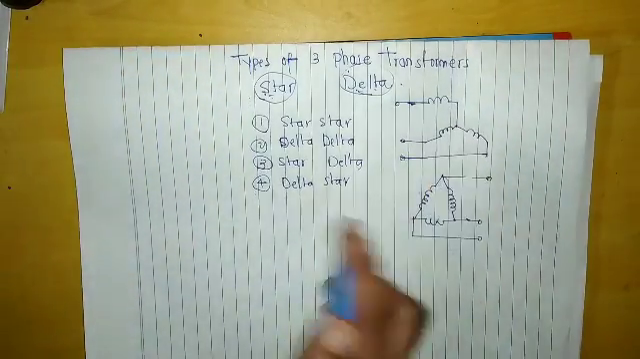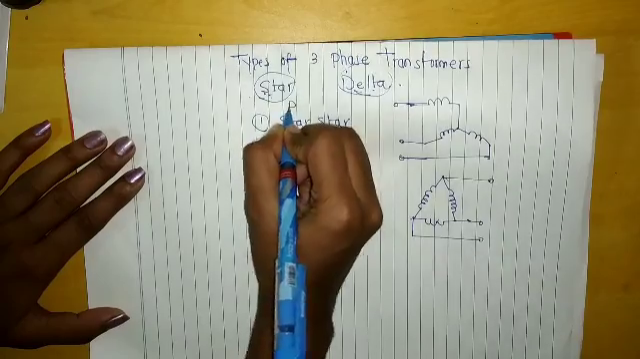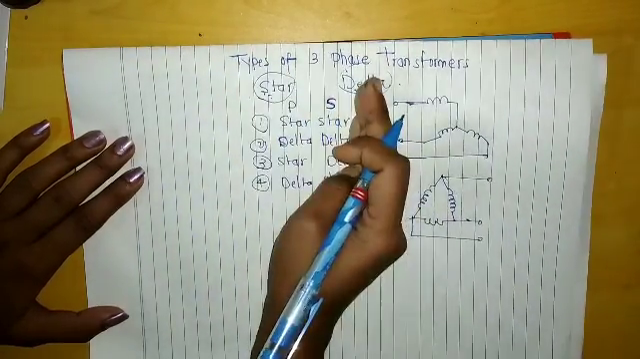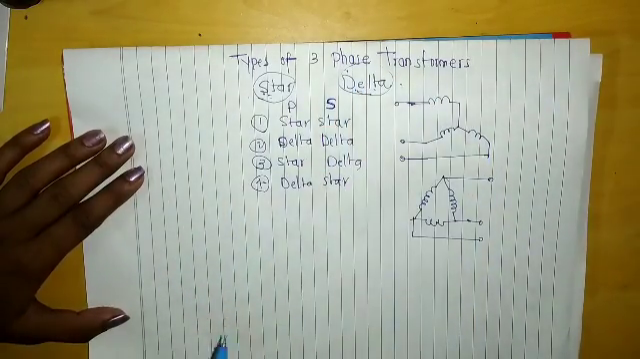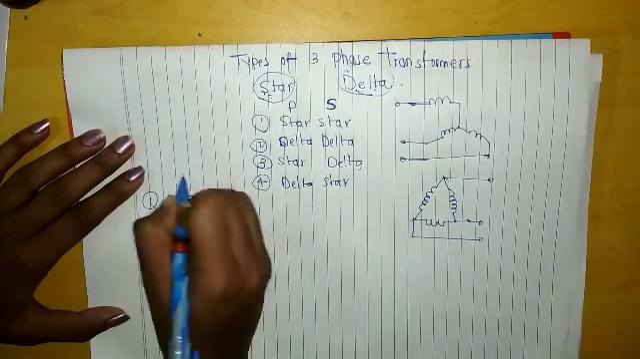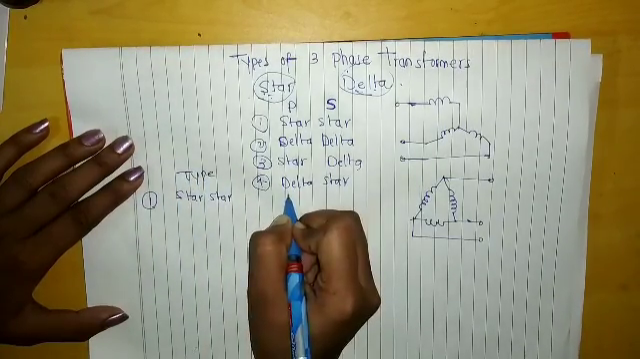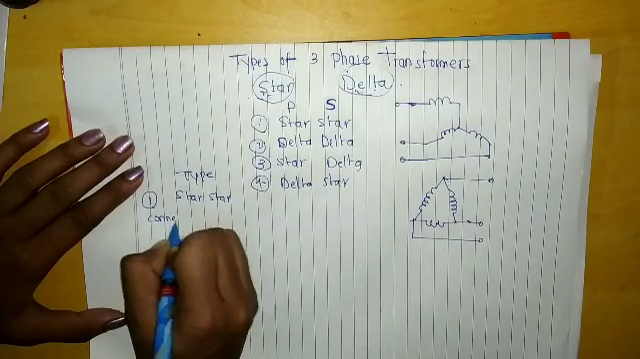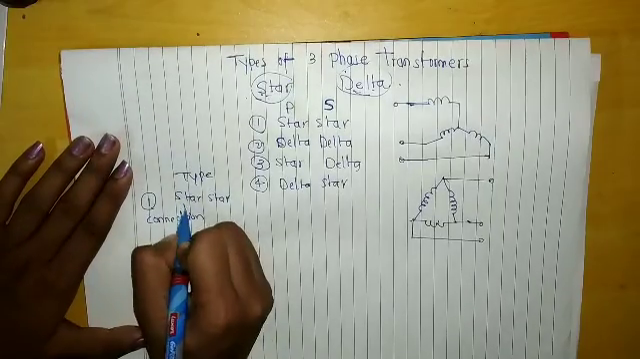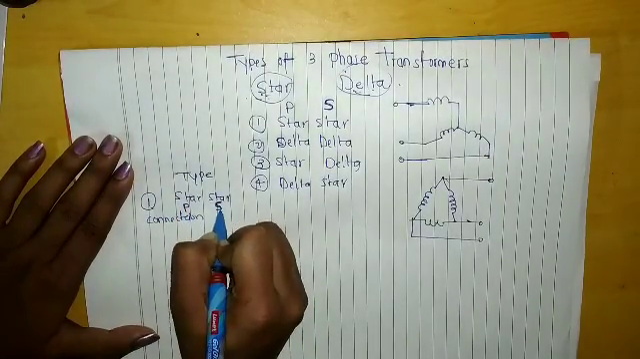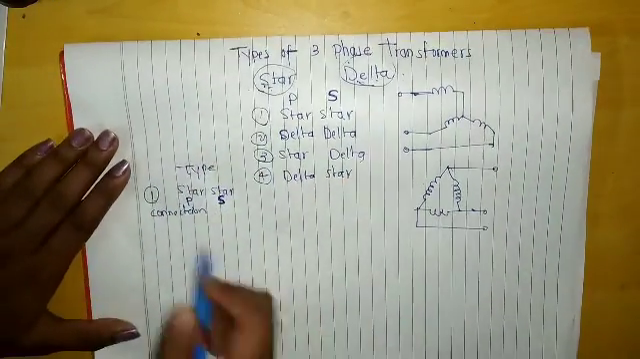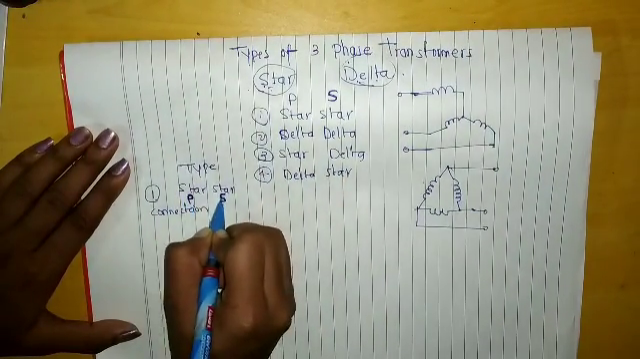Now we have primary and secondary. So this is primary side, this is secondary side. Depending upon the connection between primary side and secondary side, they are classified. First we will see star star. This is the type. So how will our connection be? What does connection mean? We have 2 windings, primary side and secondary side. For primary it will be star and for secondary also it will be star.